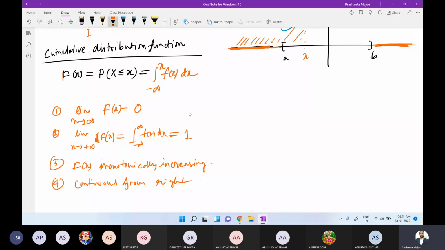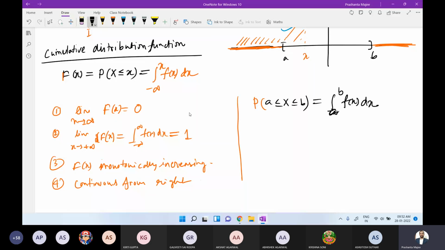Okay, so now a few more results. Can you tell me the probability that the random variable x assumes a value between a and b, that is, a less than or equal to x less than or equal to b? What will it be? It will be the integral from a to b of f of x dx.